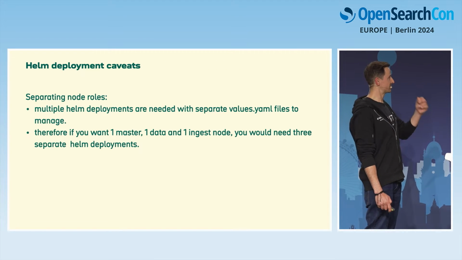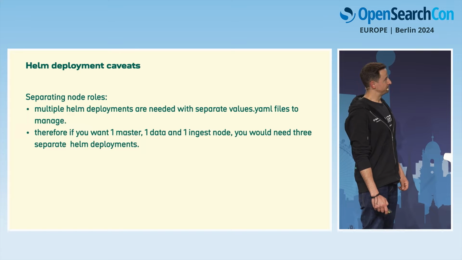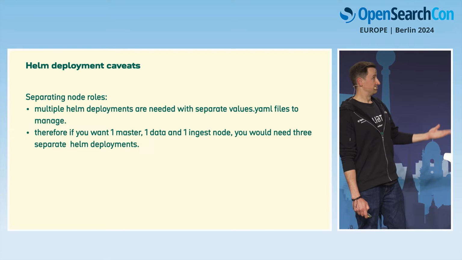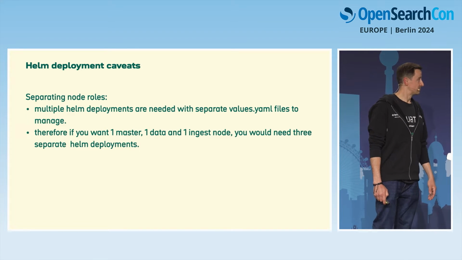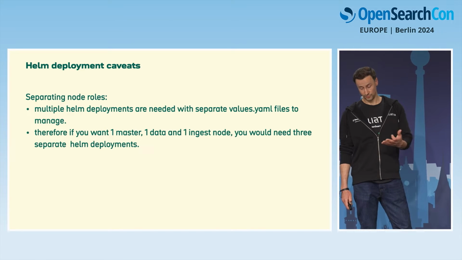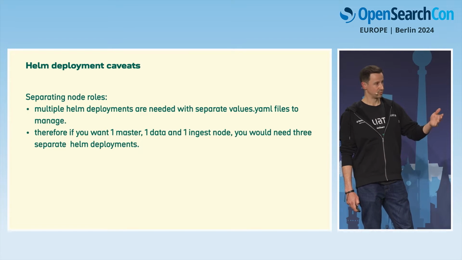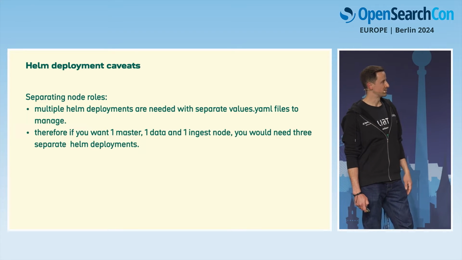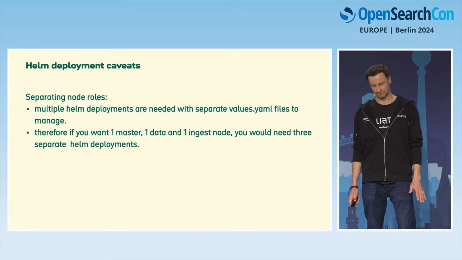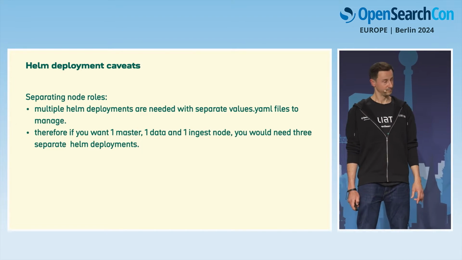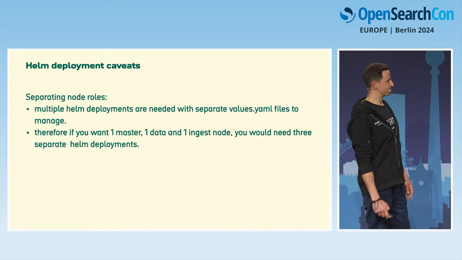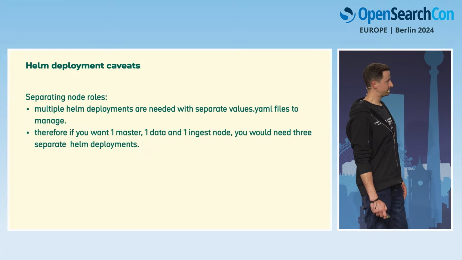Basically, summarizing what I just said. Separate values file, 3 separate deployments, assuming you want to run 1 master, 1 data, 1 ingest. If there's more, then it's more deployments, more for you to manage. So yeah, Helm has this problem, and you need to be aware of it.